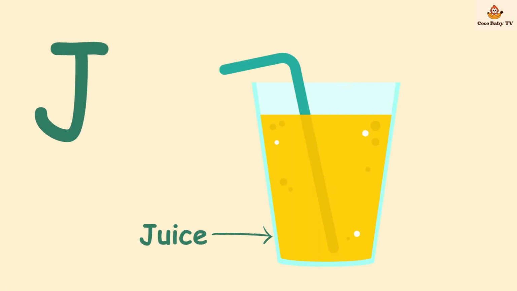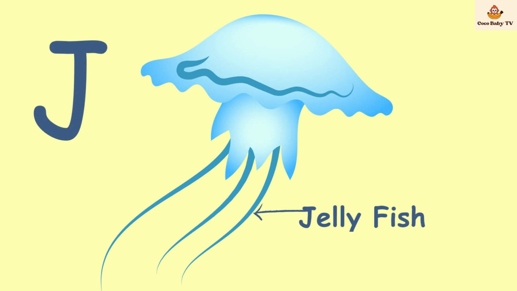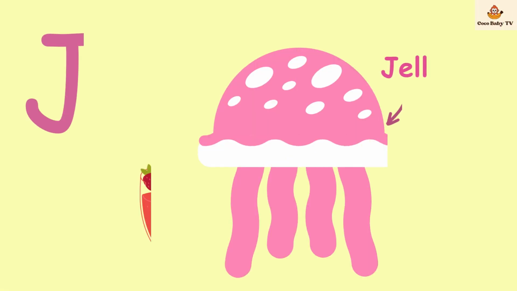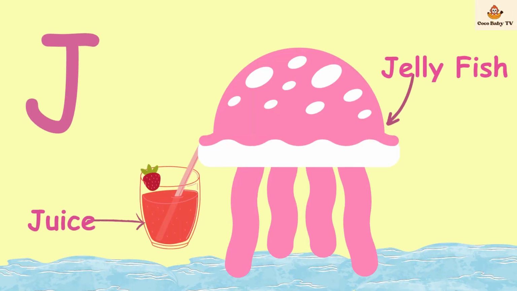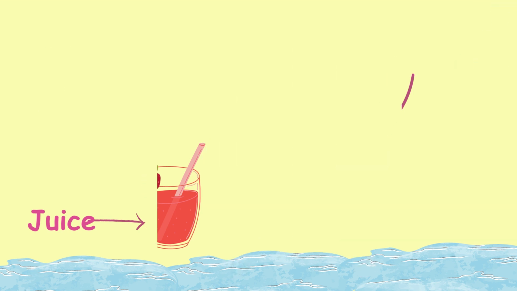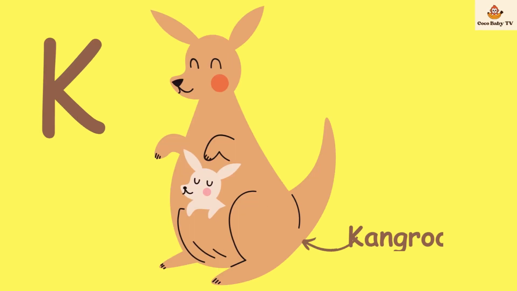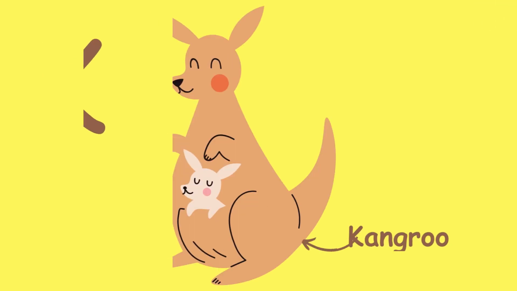J is for juice. J is for jellyfish. Jellyfish drinks the juice. K is for kangaroo.